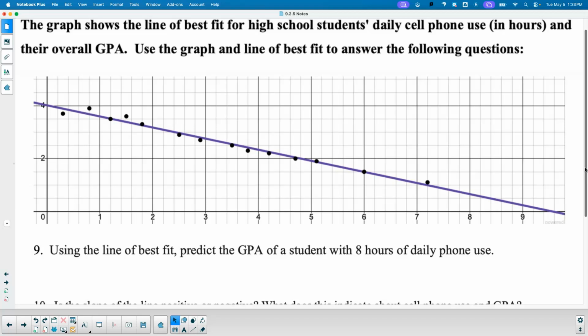Oh, so I thought you were going to answer the question. How are we going to do this one? Go over to 8 and find the line, right? Okay. So I'm going to come over here to 8, and I'm going to go up here and find that line, and that's going to tell me what their GPA is, right? Okay. So what is that GPA?